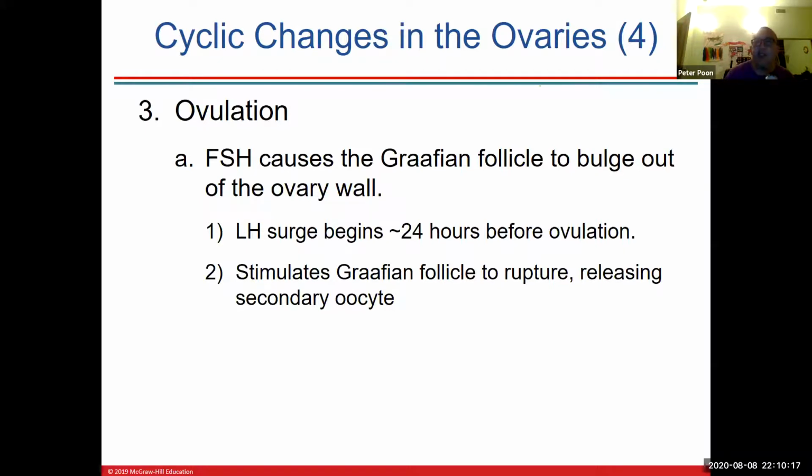Ovulation: FSH causes the graafian follicle to bulge out of the wall. You have a surge. The LH surge begins 24 hours before ovulation. This stimulates the follicle to rupture, which releases the secondary oocyte. When you take one of those ovulation kits, this is what they're measuring, the LH surge.